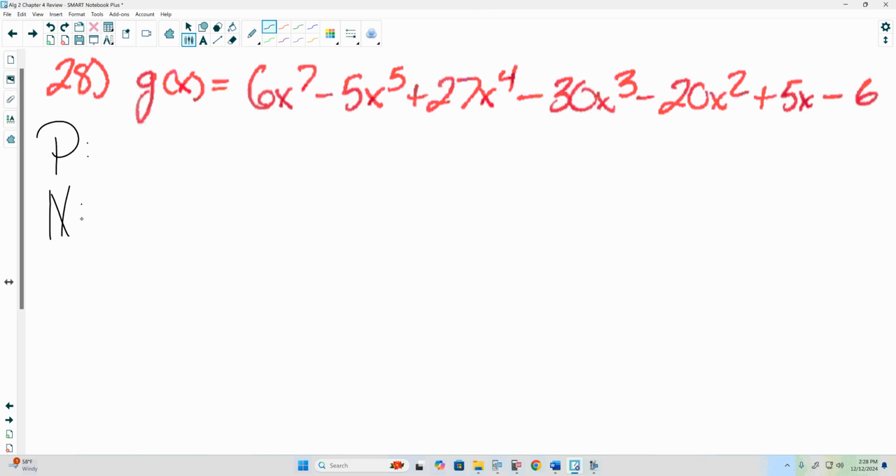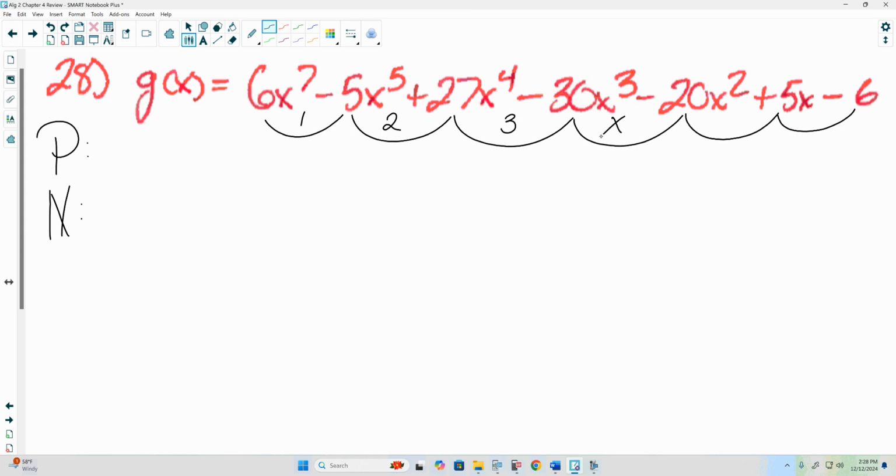Now, to find the number of positive zeros, we're going to come here and count the number of sign changes from one term to the next. Our first set is going to go from positive to negative, so that is 1. Then we go from negative to positive, which is 2. Positive to negative gives us 3. Negative to negative does not count. Negative to positive gives us 4. And positive to negative gives us 5.